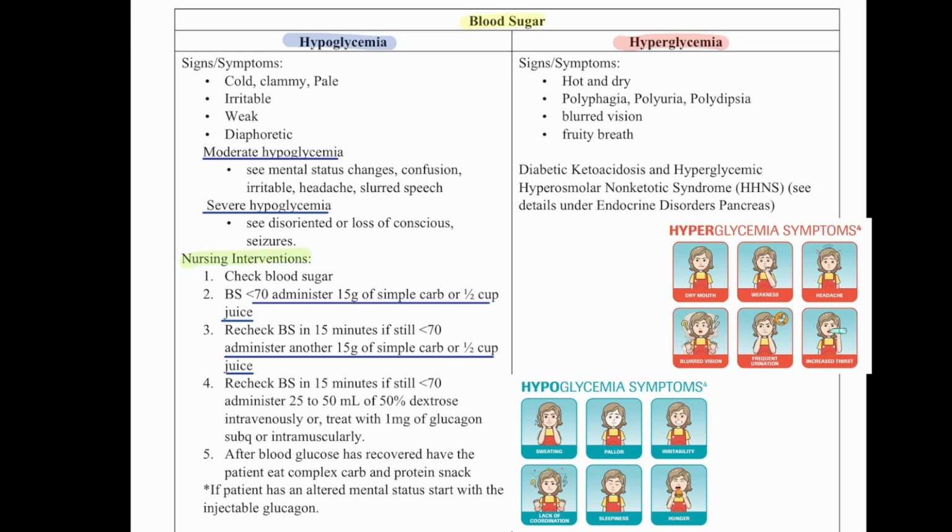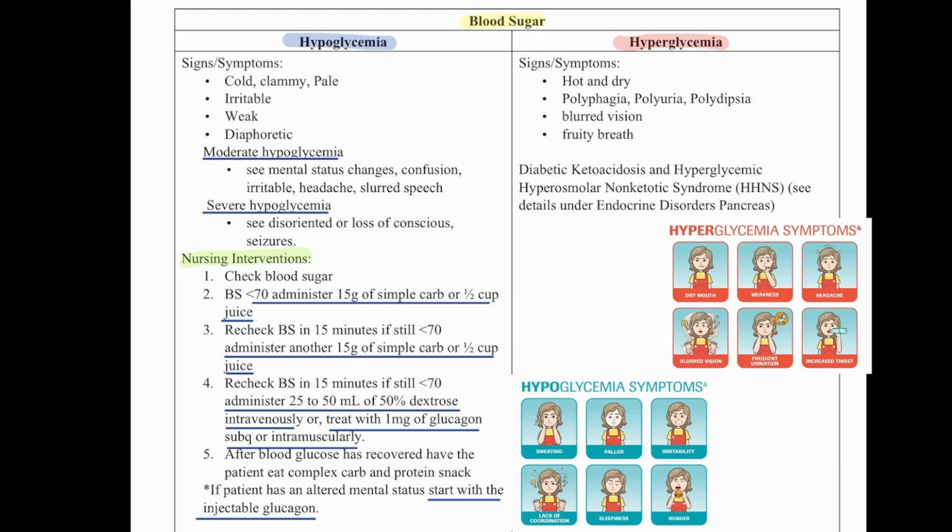If it's still less than 70, we want to administer 25 to 50 mL of 50% dextrose IV, or we can treat with 1 milligram of glucagon subcutaneously or intramuscularly. After the blood glucose has recovered, we can have the patient eat complex carbs and a protein snack. And if the patient has an altered mental status, we're going to start with the injectable glucagon.